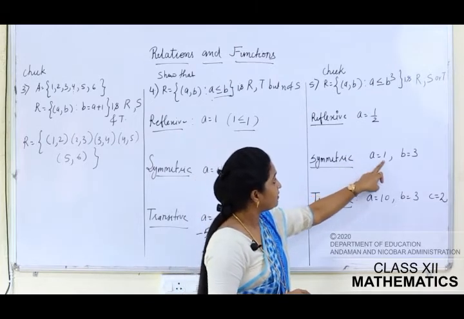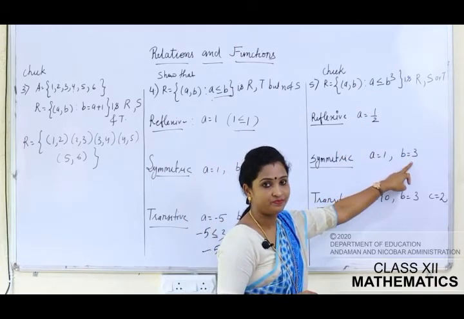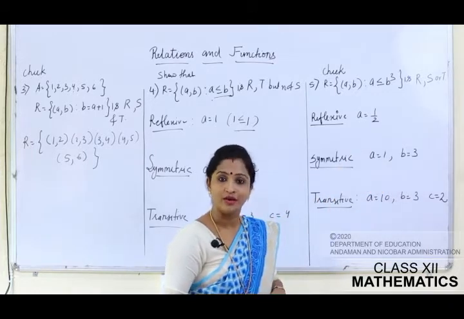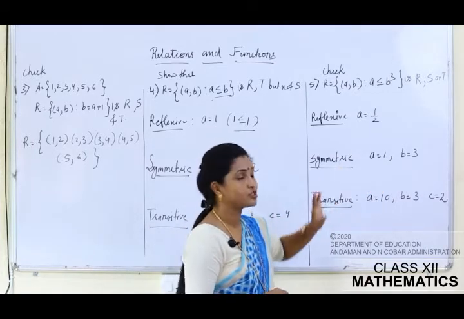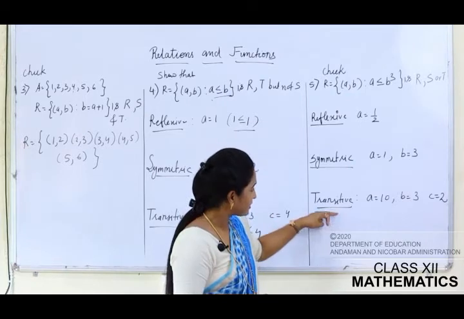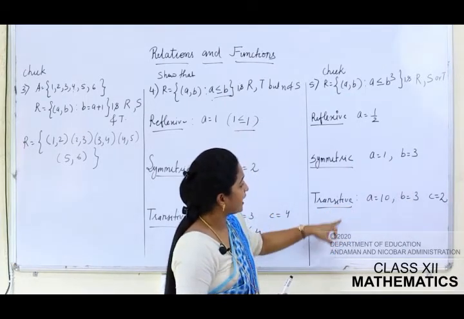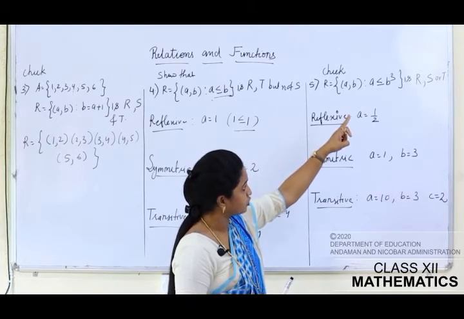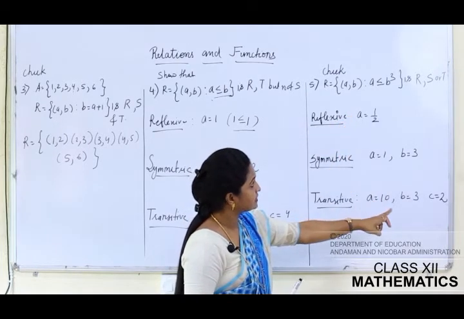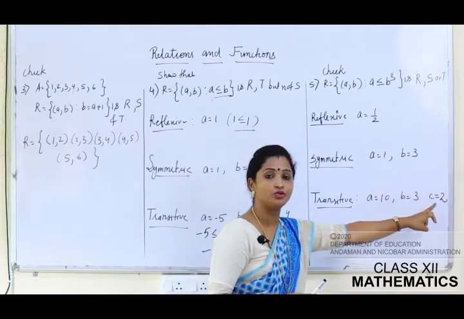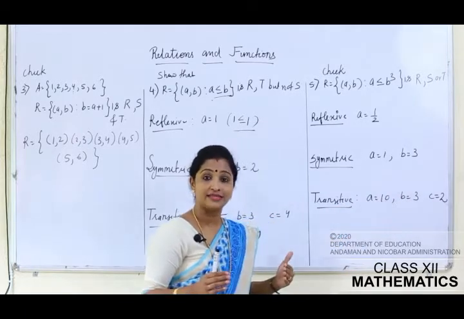Symmetric, 1 is less than or equal to 3 cubed. But 3 will not be less than or equal to 1 cubed. So here it is not symmetric. In this case, transitive: when you take 10, 3 and 2, you can observe that 10 is less than or equal to 3 cubed, that means 27. 3 is less than or equal to 2 cubed, but you are not getting 10 less than or equal to 2 cubed. There it will not be transitive.